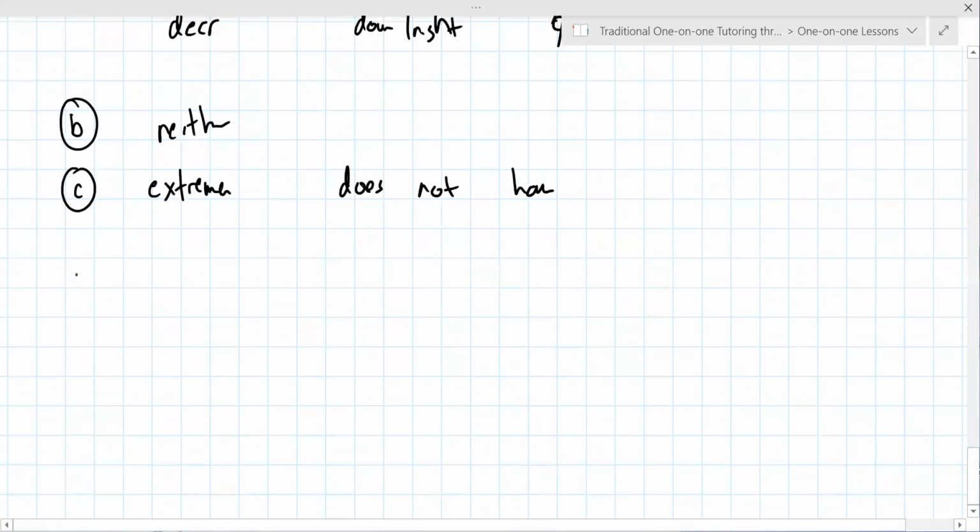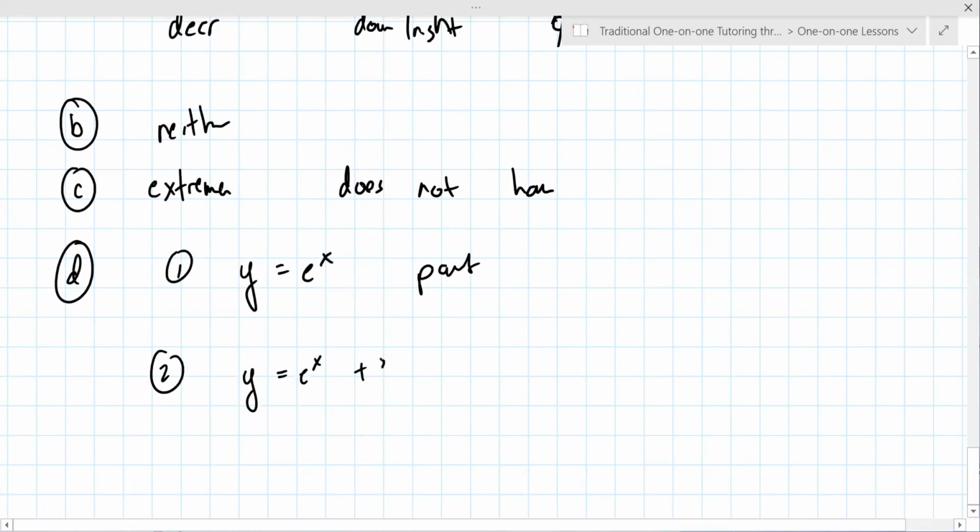Part D, the parent function is y equals e to the x. So your problem, y equals e to the x plus 2, just means you're going up 2.